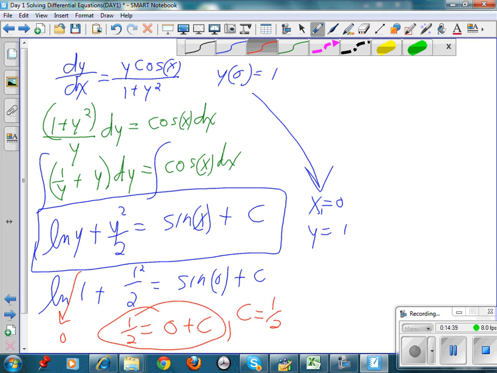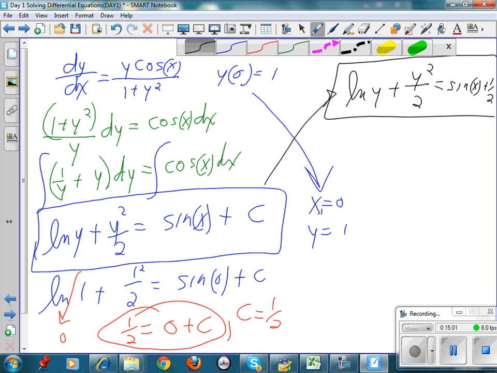Okay, so what's our solution? I think we've got it in the bag. Change pens, bring it over here. The natural log of y plus y squared over 2 is equal to the sine of x plus 1/2. Okay, there's my solution. Again, I can't really pull out a y, so we're going to have kind of this implicit function. Y is a function of x, okay? So there's my solution.